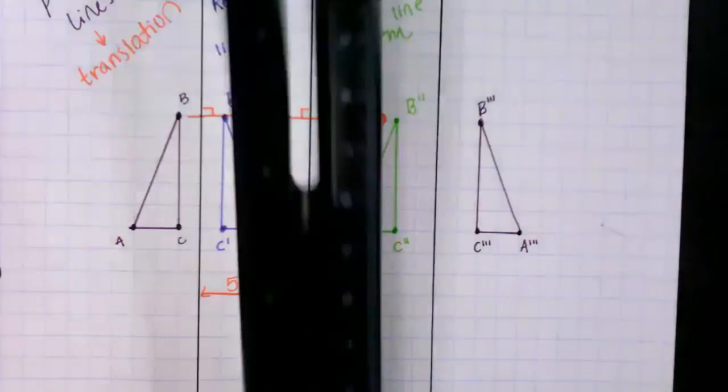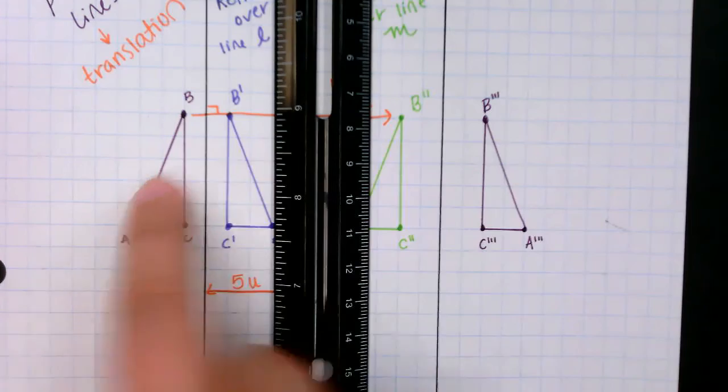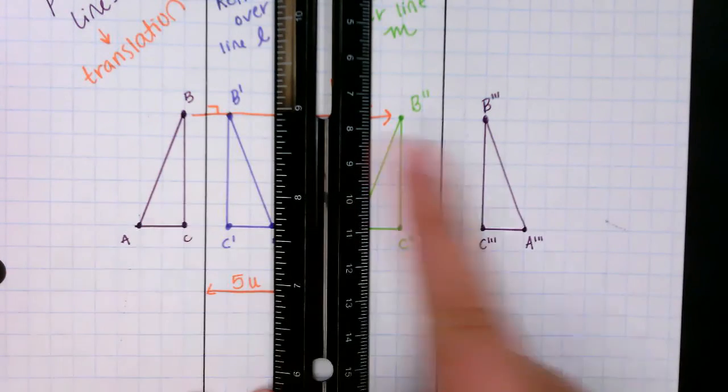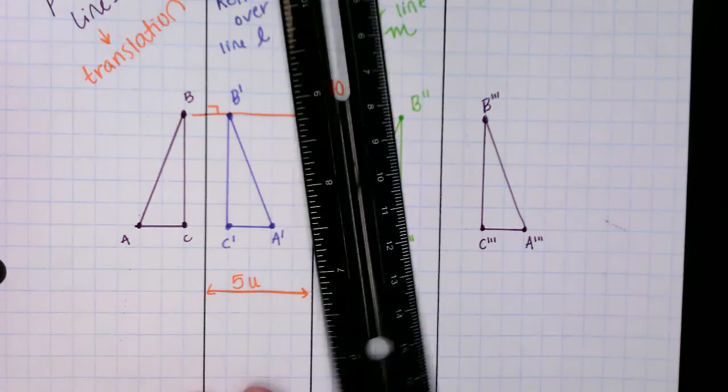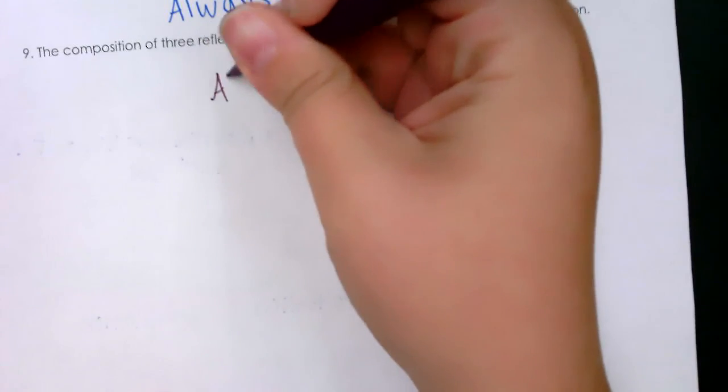If I put my line of reflection somewhere in the middle here and I reflected over the ruler, I would get from here to here by doing just one single reflection. So the answer for this one is always. This one is also always true.